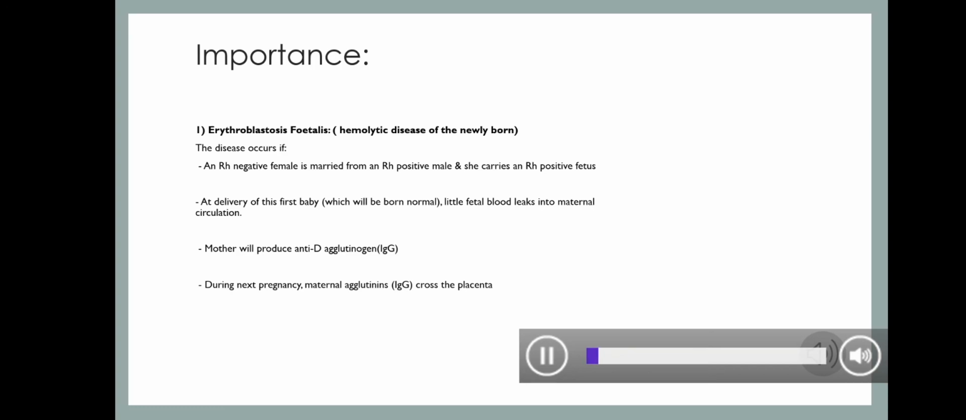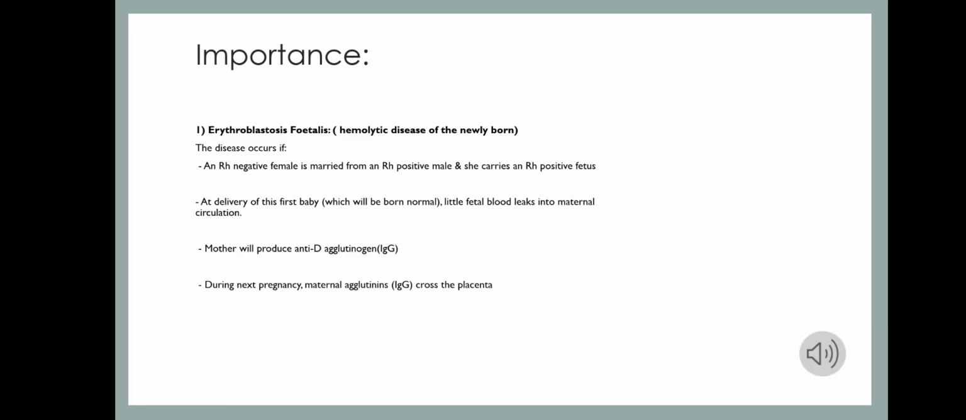Erythroblastosis fetalis, which is a hemolytic disease of newly born, caused when an Rh negative female marries an Rh positive male and carries an Rh positive fetus. The first baby is delivered with no complications, neither on the mother nor the baby, but during delivery, normally some blood leaks from Rh positive baby into the maternal circulation, causing sensitization of the mother against antigen D.